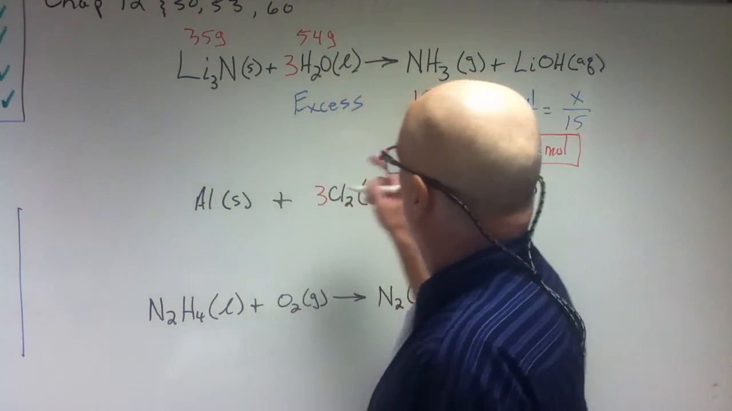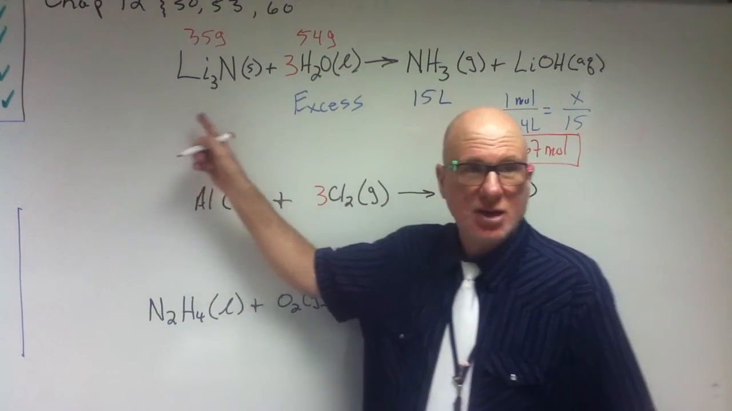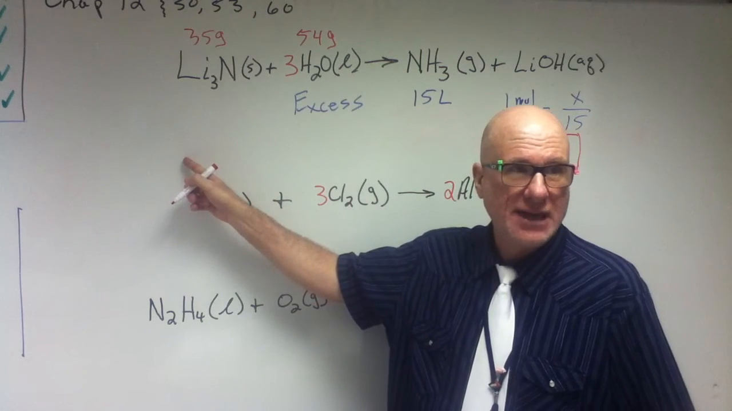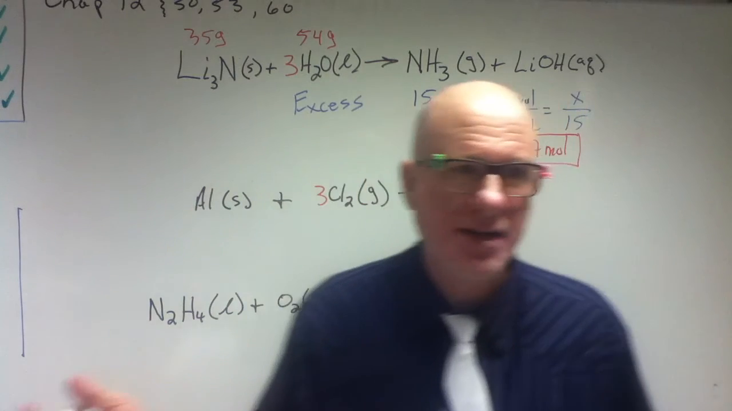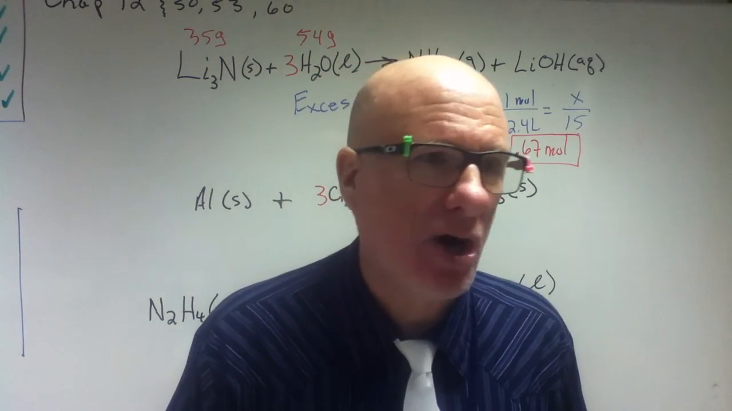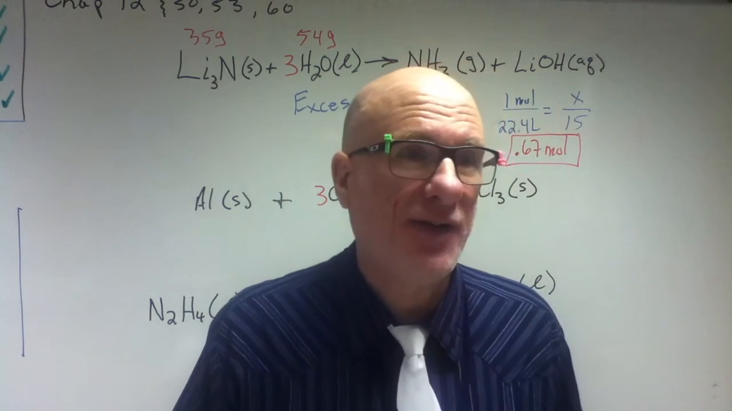Now, so if the number of moles is 1 to 1, isn't it? Yeah. So if this is 0.67, this is going to be 0.67, right? Okay. Is that right? Yes or no? Yes. So how would you find the mass? If I say to you, there's 0.67 moles of lithium nitride, how would I find the mass?